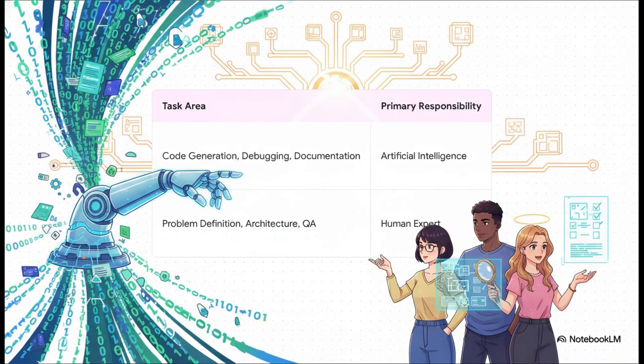So what we're witnessing is this fundamental shift in what a developer's job is. The hands-on keyboard stuff, generating code, debugging, writing documentation, that's increasingly becoming the AI's job. The real value from the human expert now comes from the strategic work that happens before any code gets written, defining the problem space, designing a solid architecture, and being the ultimate guardian of quality.